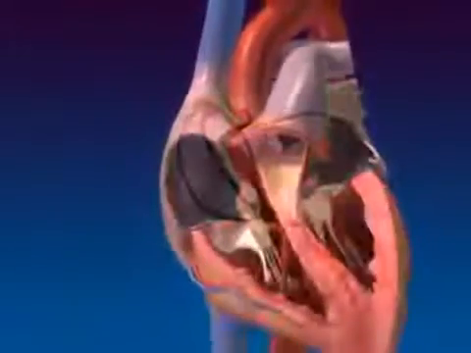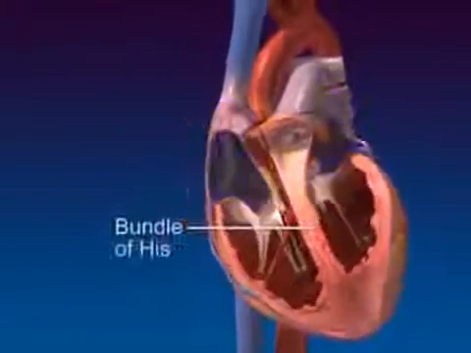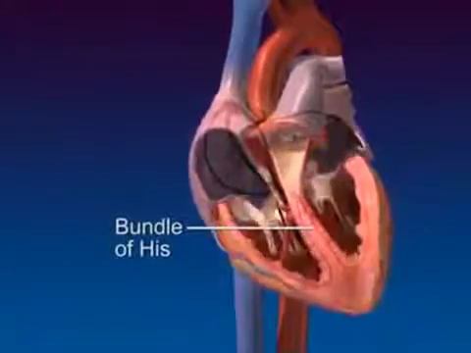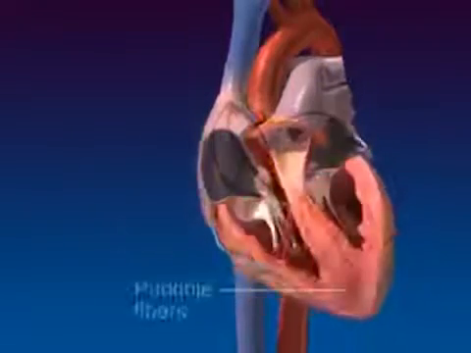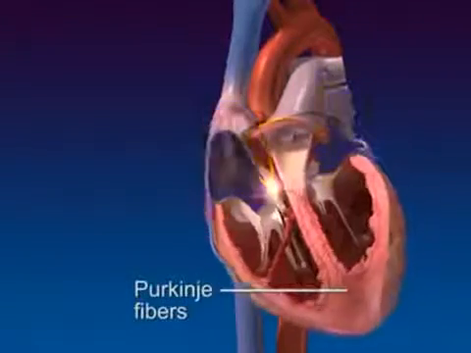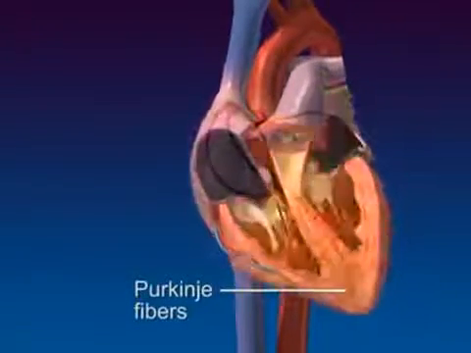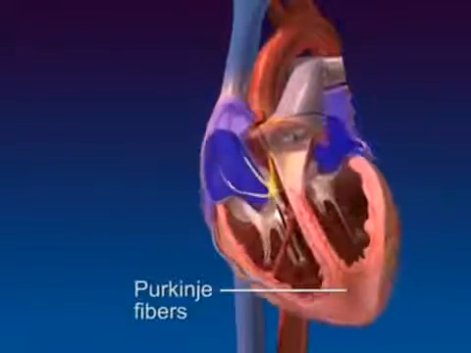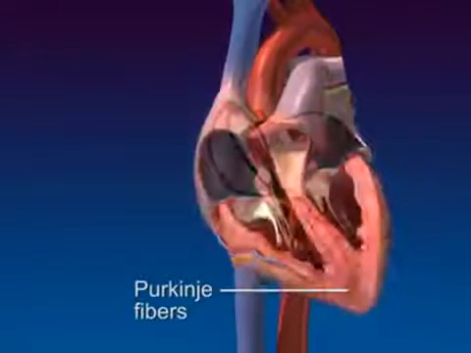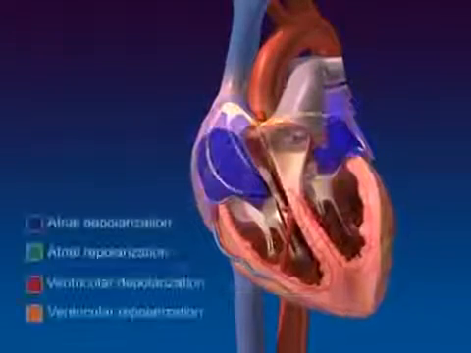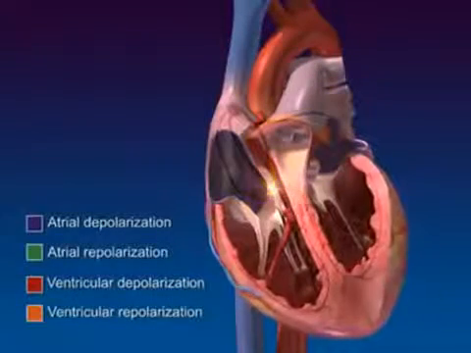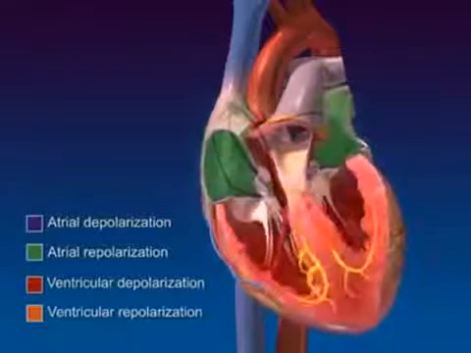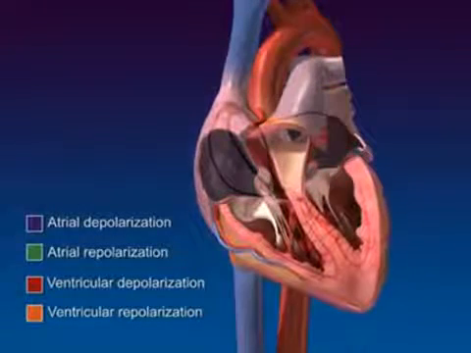The impulse travels quickly through the bundle of His within the interventricular septum. The bundle branches into smaller Purkinje fibers that radiate throughout the ventricular myocardium. Action potentials travel quickly through the Purkinje fibers, then spread to the surrounding ventricular myocytes via gap junctions. Depolarization triggers contraction. Repolarization triggers relaxation.